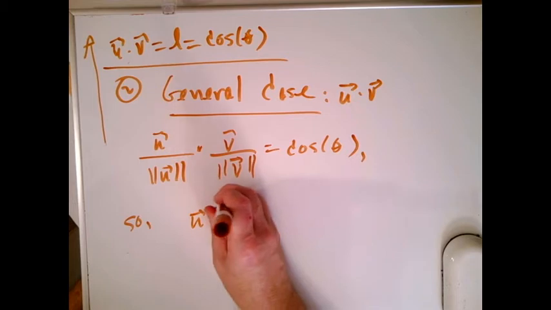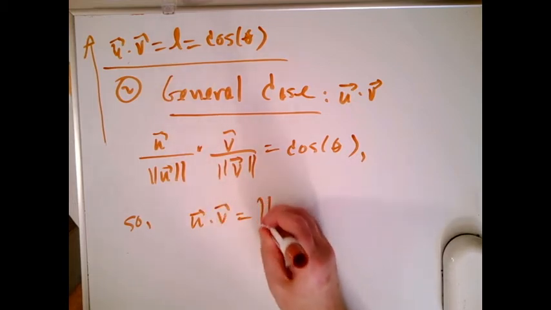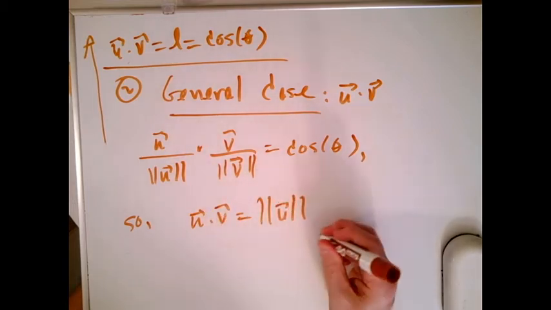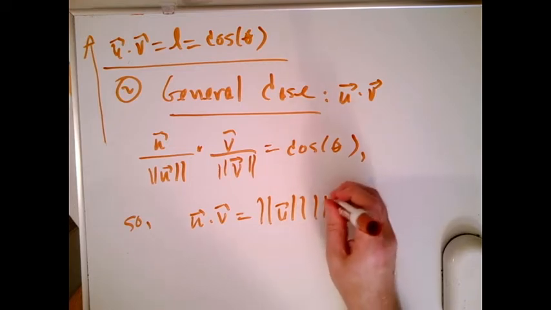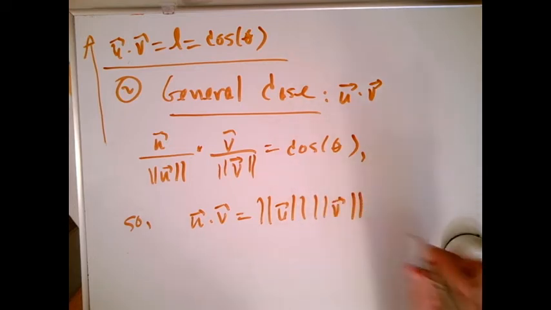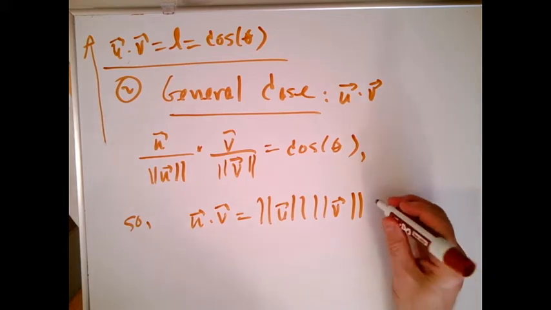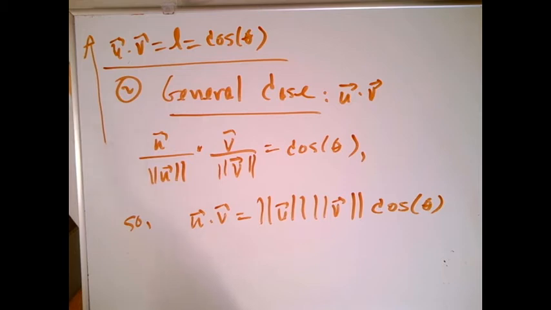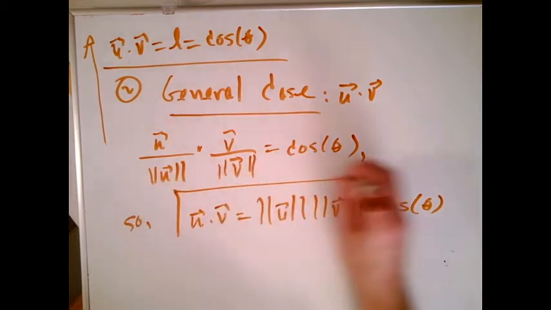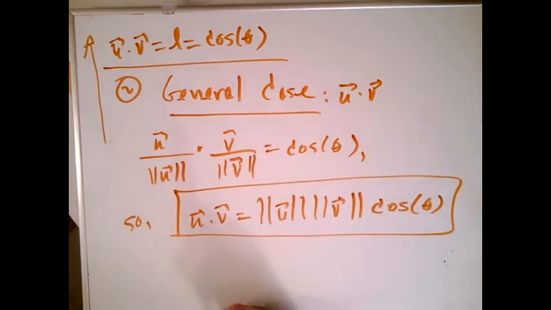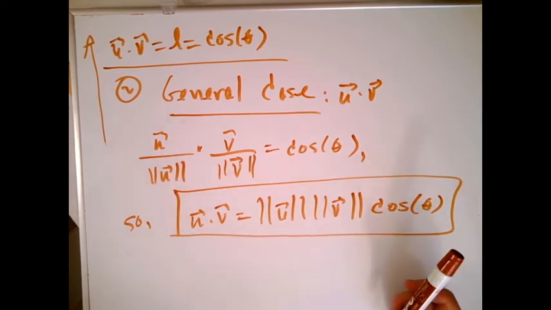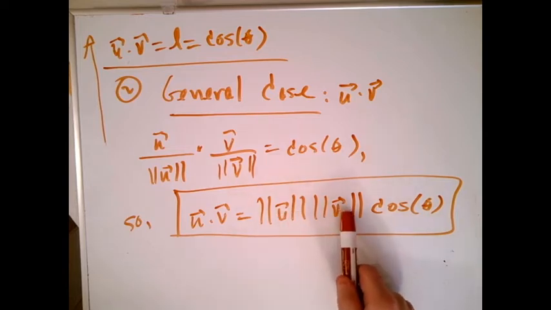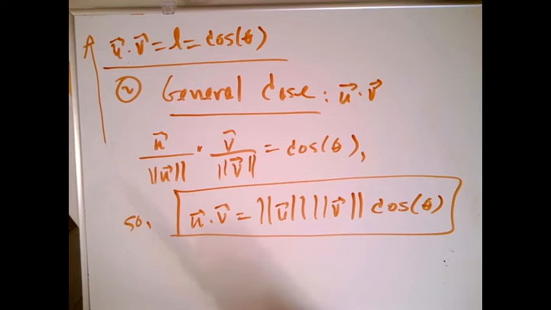U dot v is going to be the length of u times the length of v times the cosine of the angle between them. Like that. So that is our definition of dot product that we're going to be using all semester long. It's where all the good properties come from. It's not the formula, it's the definition. Notice, by the way, if u and v are both unit vectors, that's just one and that's just one, and we get our original definition back, which is great.